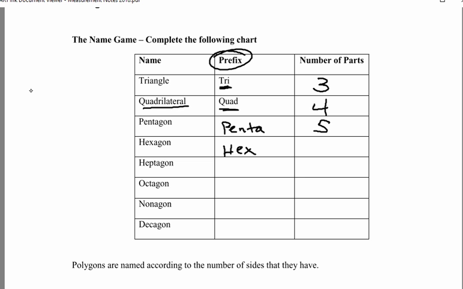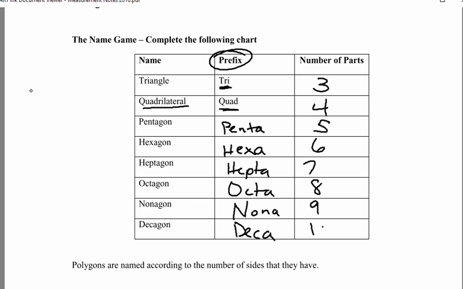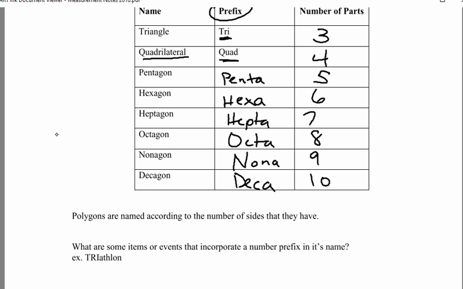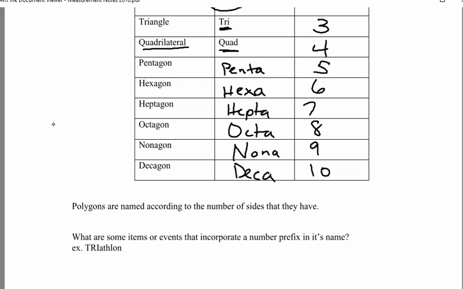Pentagon has 5. Penta. Hexagon. Hexa means 6. Heptagon, or hepta, meaning 7. Octagon. Octa meaning 8. Nonagon. Nona meaning 9. And decagon. Deca meaning 10. So that's something you might have to recall or call upon later on. And we name polygons based on the number of sides. Just like some items or events incorporate these prefixes.